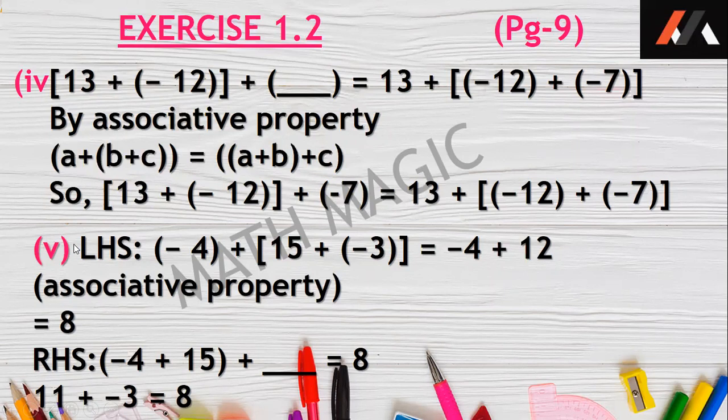Let's move to the fifth part. LHS is equal to minus 4 plus 15 plus minus 3. RHS is equal to minus 4 plus 15 plus dash. Now, when we simplify the LHS, we find the answer of the LHS to be 8. To make LHS equal to RHS, RHS also should be equal to 8.